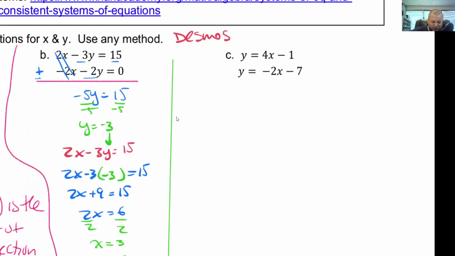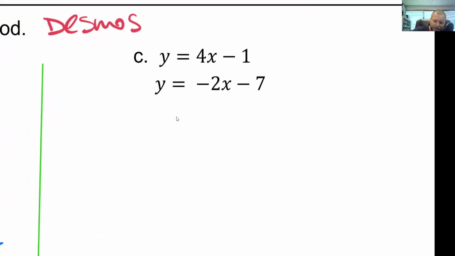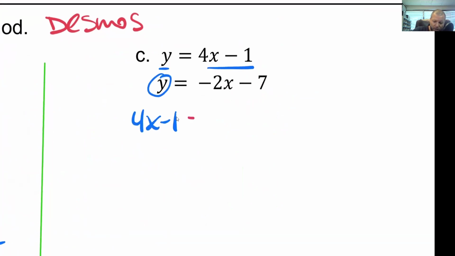And then finally, this last one, right? Like I said, it's kind of made for substitution, but I'll do it both ways just so you can get the flavor of elimination. So since y equals this thing, any place I have a y in the other equation, I can replace it with a 4x minus 1. So 4x minus 1 is -2x minus 7.